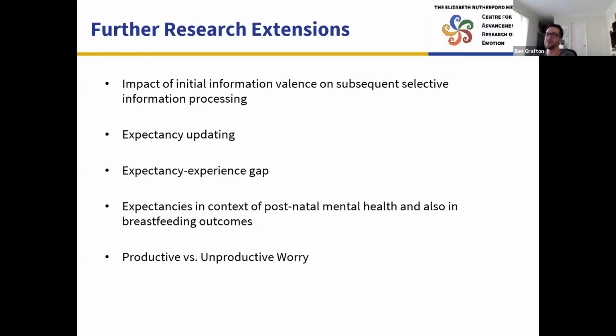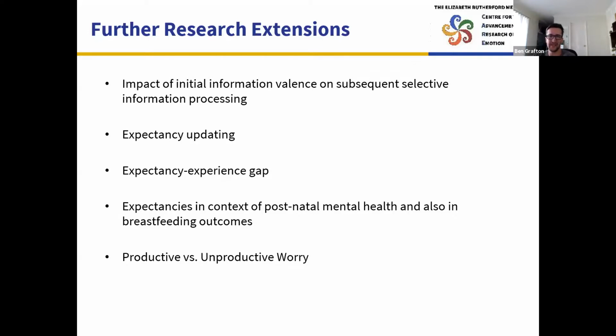But I'll just start with the first one because I think that's kind of interesting, which is where if you've been exposed to negative stuff first, how does that impact upon your subsequent information processing? Or if you've been exposed to positive stuff first, how does that impact upon your information processing? And the idea is that anxious people, if they've been exposed to negative stuff, let's say, keeping the choice bias, they might be less inclined to choose positive information subsequently.